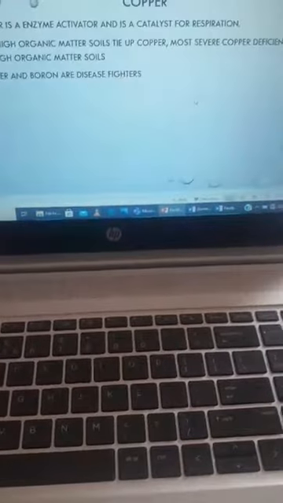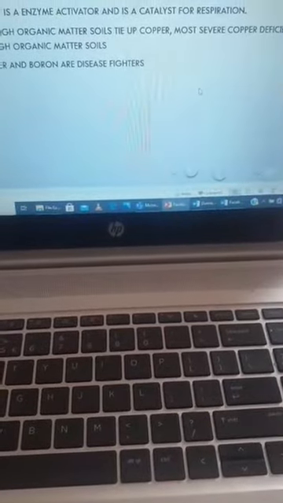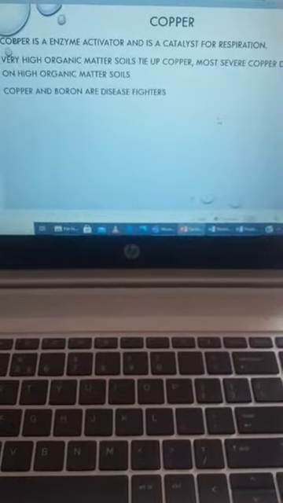And something important is that once you apply high organic matter, you must also manage that. As I've said, with too much of a good thing, it's bad. So once you apply a lot of organic matter, it will tie up copper.